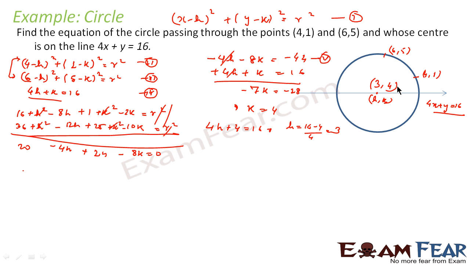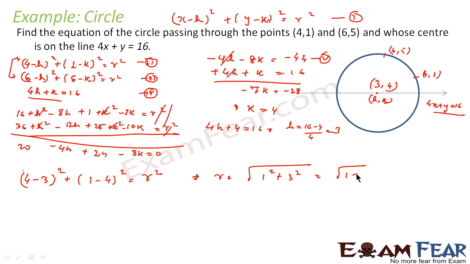This is our first achievement. Now we have to find the value of r. r is nothing but the distance between this and this. Correct? Or we can put h and k in this equation to get r. So we get 4 minus h, that is 3, square, plus 1 minus k, that is 4, square, and that is nothing but r square. Or we can say r is nothing but root of 4 minus 3 square, that is 1 square, and 1 minus 4 is minus 3 square, that is 3 square. So this becomes root of 1 plus 9, that is root of 10. So r is equal to root 10.